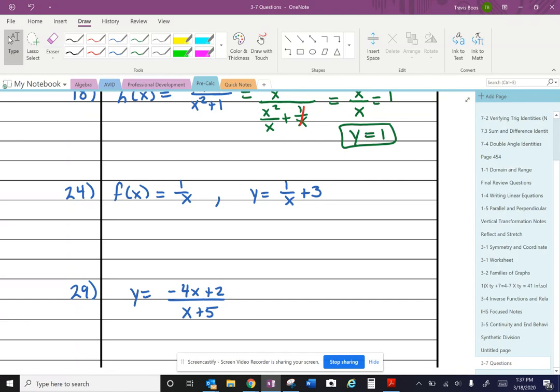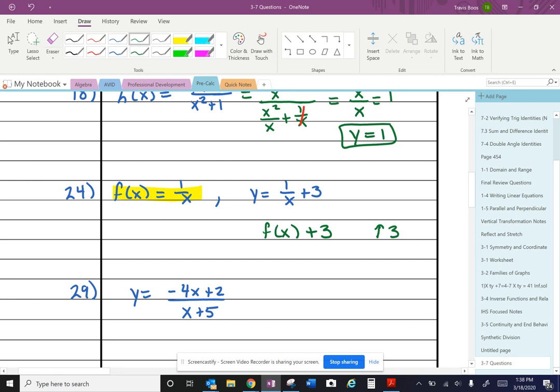Number 24. Number 24 said you have to describe the transformations taking place. I'll be honest, I'm not so much concerned with the transformations as I am with whether you know what the asymptotes are. The original here was given, f of x equals 1 over x. We saw that from the beginning of this video. If I'm looking at y equals 1 over x plus 3, I know that this is actually just f of x plus 3, and that plus 3 is a vertical shift up 3 units.